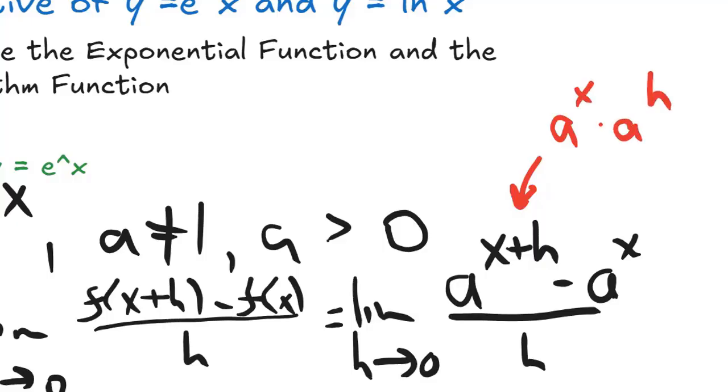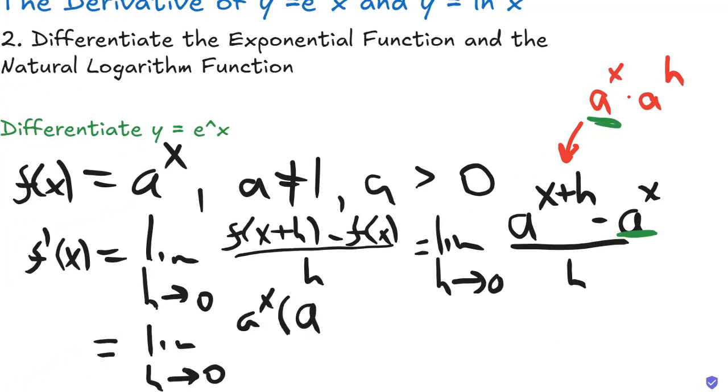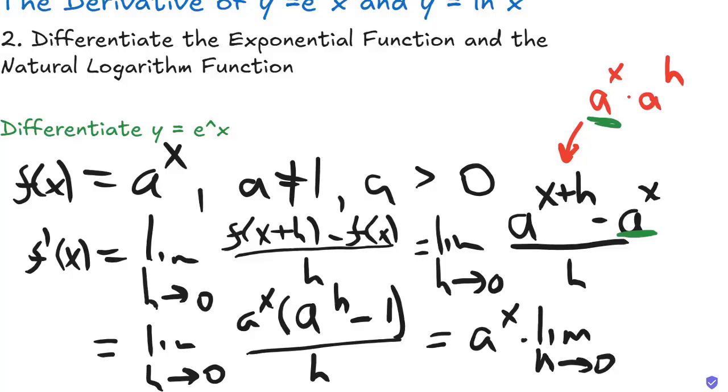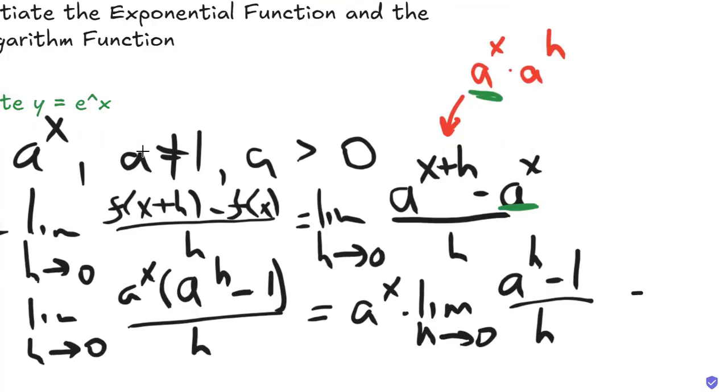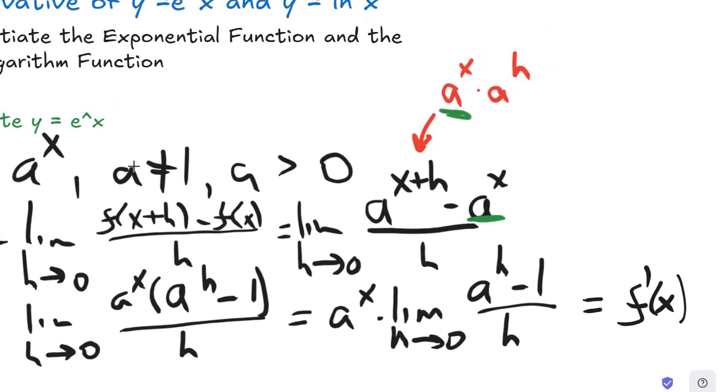And then we notice that the a to the x factor is in both terms in the numerator, so we'll factor that out. Since the limit is taking h approaching 0, a to the x is remaining constant, so we can treat it like a constant and factor it out. So this is what f prime would be equal to, provided that limit exists.